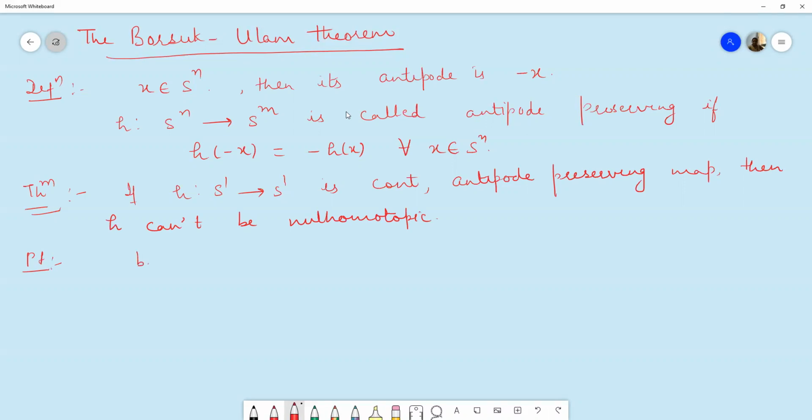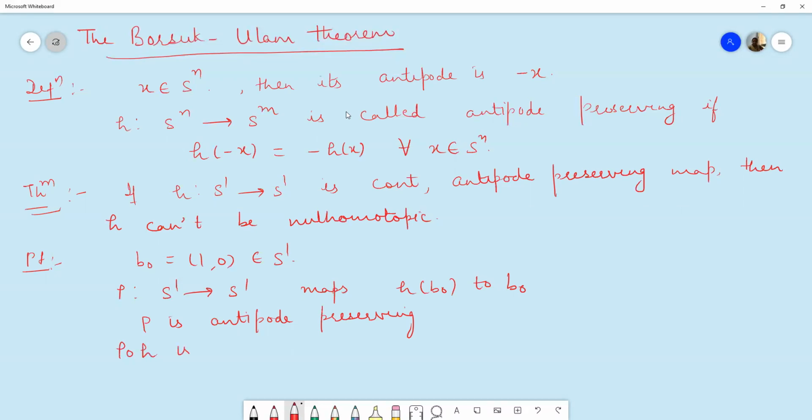Firstly, we take b0 to be the point (1, 0) of S1, and we take a mapping rho from S1 to S1, and this rho is just a rotation which maps H(b0) to b0. Because this mapping rho is just a rotation of S1, it is an antipode preserving map. And H is given to us as an antipode preserving map. So the composition rho circle H is also antipode preserving.